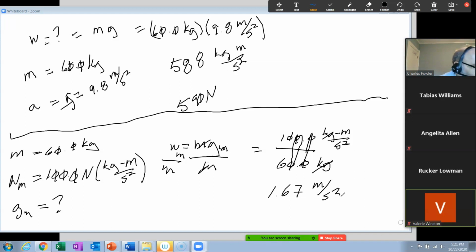Okay, how did they do? 1.67 meters per second squared. Good for them.